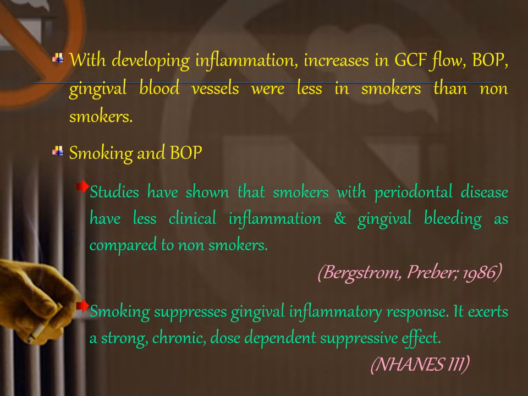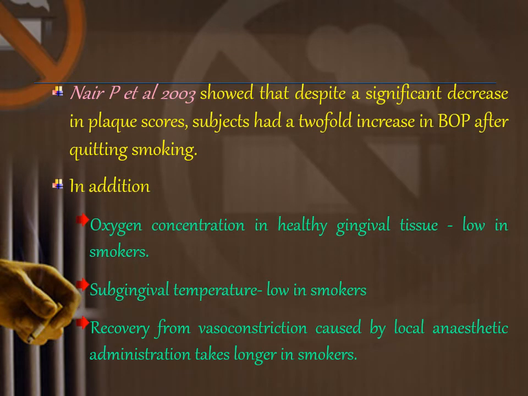Smoking and bleeding on probing. Studies have shown that smokers with periodontal disease have less clinical inflammation and gingival bleeding as compared to non-smokers. Smoking suppresses gingival inflammatory response. It exerts a strong chronic dose-dependent suppressive effect. Nair et al. in 2003 showed that despite a significant decrease in plaque scores, subjects had a two-fold increase in bleeding on probing after quitting smoking.